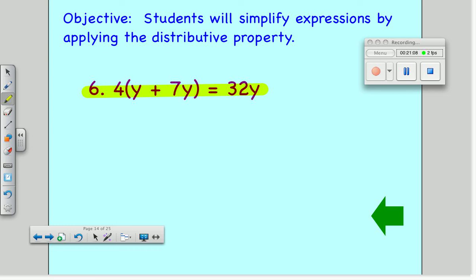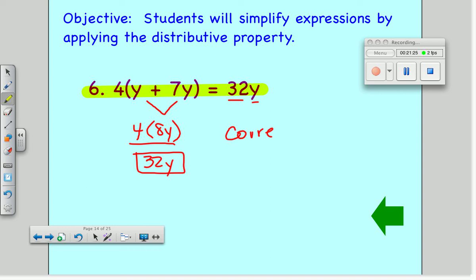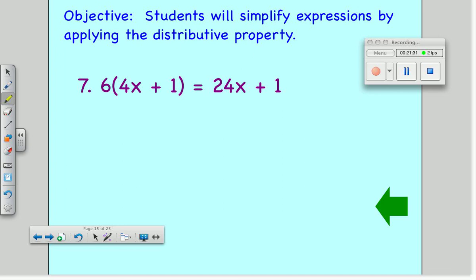Let's see. Well, if I just add these together, y plus 7y is 8y. Times 4. What's 4 times 8? 32. Y? That's correct. This is 32y. So this one's correct. So our answer here is correct. How about this? 6 times 4 is 24x, so that's good. And 6 times 1 is 6. Uh-oh, that's not good. This should have been 24x plus 6, not 1. So this one is incorrect. Not right.